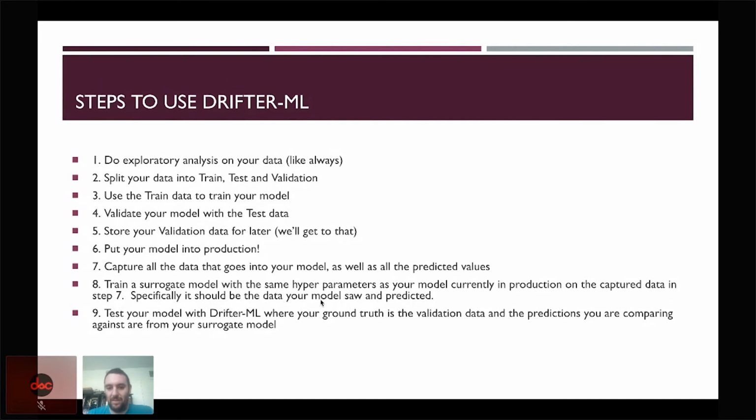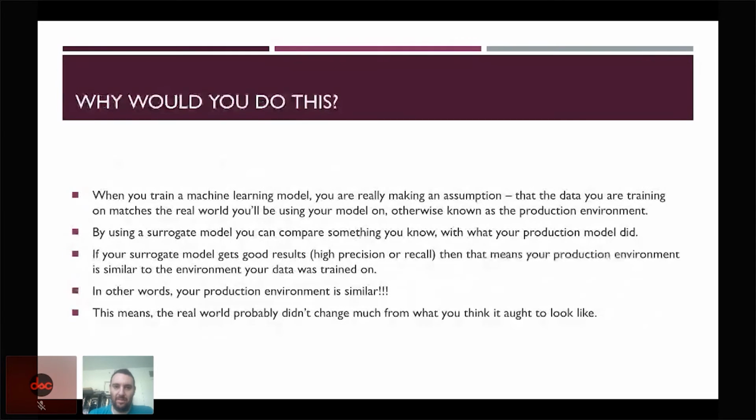And specifically, it should be the data your model saw and predicted on, right? This is really important. And then you just run your test. So you just put it in CI/CD against your surrogate model, and you're done.